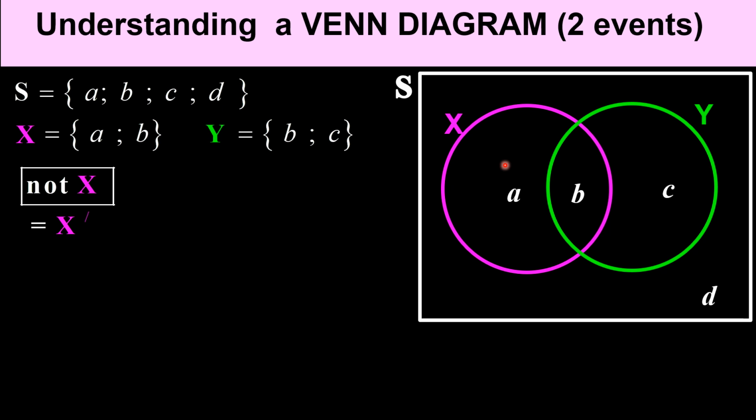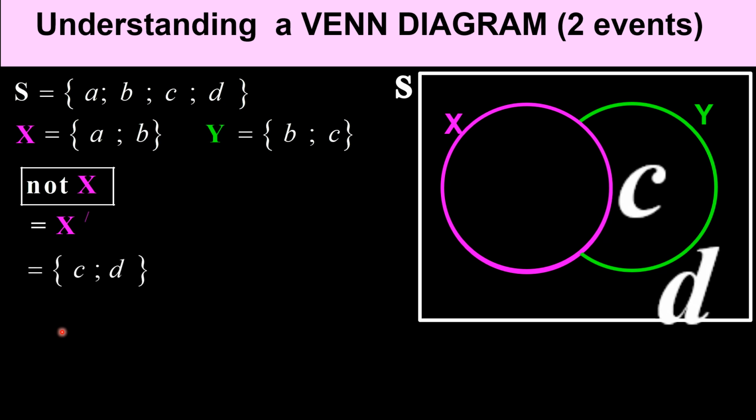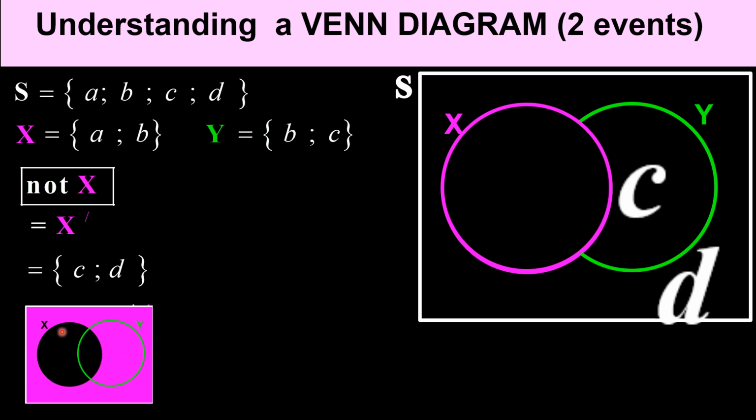So if I say not the X, in other words, I mean not the A and the B. If I take not the A and the B, it means I don't want it. See, the A and the B is gone. What am I left with? I'm left with C and D. So this region here, that is the complement of X. Can you see there? The X is the black, so the complement of the X is whatever is outside the X, whatever is not an X.